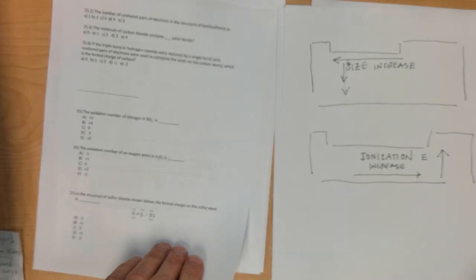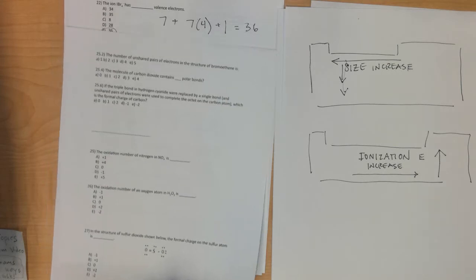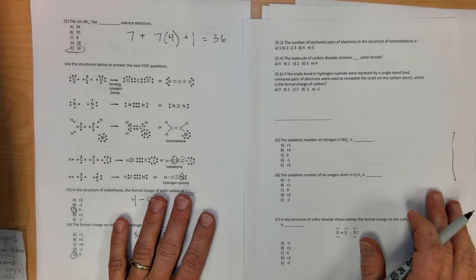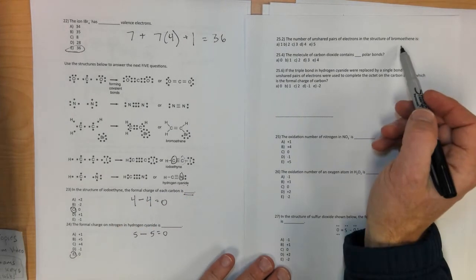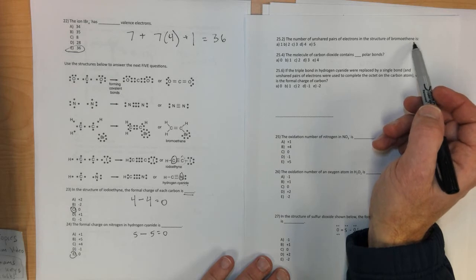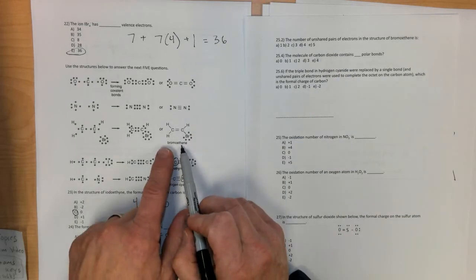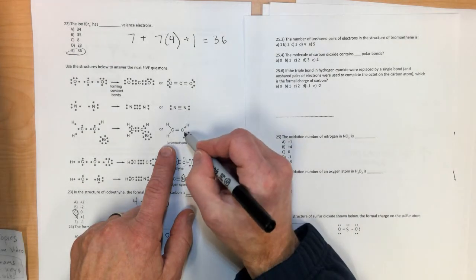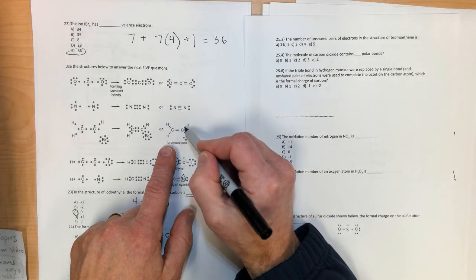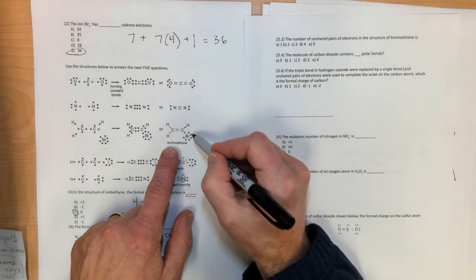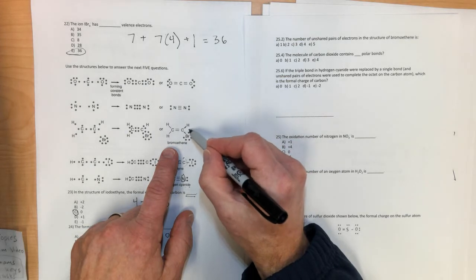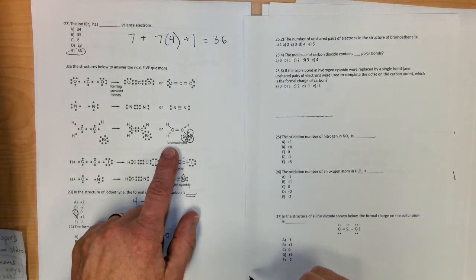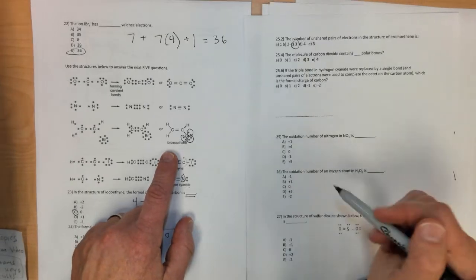The next questions also refer to the Lewis electron dot structures, so I'm going to move it over here so we can see these. The number of unshared pairs of electrons in the structure of bromoethene is, bromoethene is right here, and it wants the unshared pairs of electrons. Remember, if it's a dash, it's a shared pair. So 1, 2, 3, 4, 5, 6 shared pairs. And then the unshared pairs would just be written as dots, and there would be 1 here, 2 here, 3 here on the bromine, so there would be a total of 3 unshared pairs.